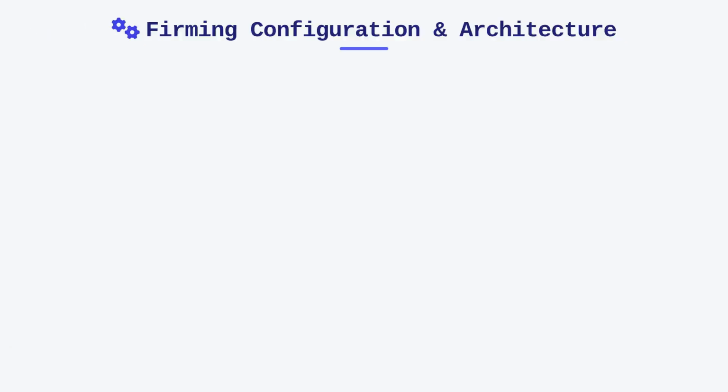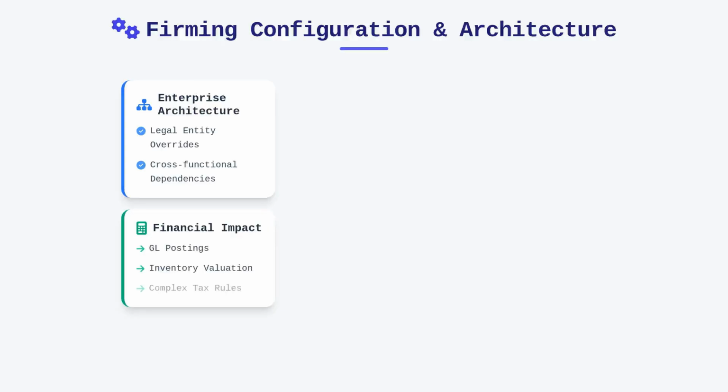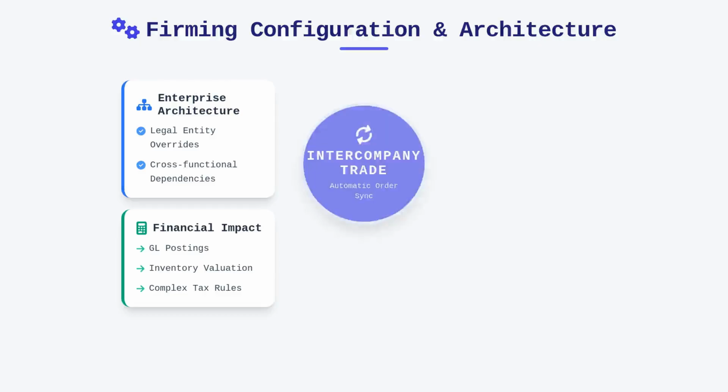Configuration of firming is deeply entwined with the broader enterprise architecture, including legal entity overrides and cross-functional dependencies. You must consider how firming triggers general ledger postings, impacts inventory valuation methods, and interacts with complex tax calculation rules. Furthermore, if your company operates with intercompany trade, a firmed purchase order in one legal entity might automatically initiate a corresponding sales order in another.